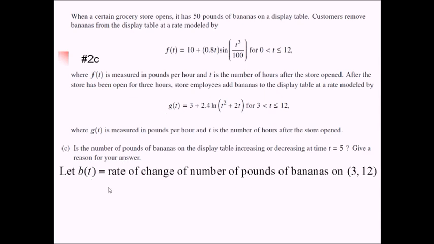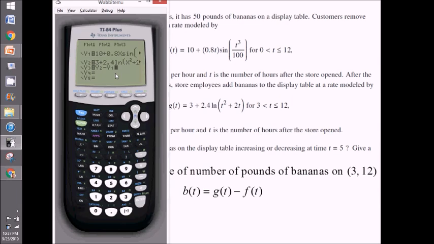So b of t, I'm going to define that as the rate in minus the rate out. g of t minus f of t. And now that I've defined it that way, I'm going to put this in my calculator and figure out b of, let's see here, they wanted time 5, so b of 5. So on my calculator, I'm going to define y3 as y2 minus y1. So this is essentially my b of t function here. This is g of t minus f of t.